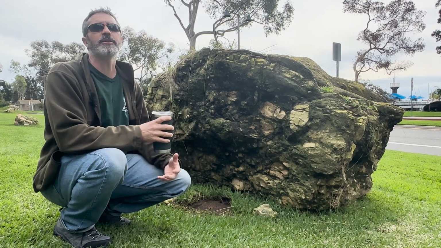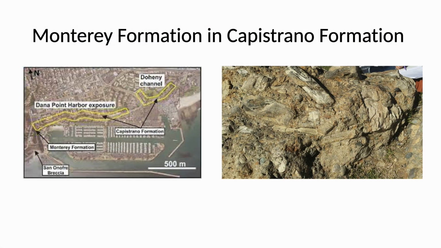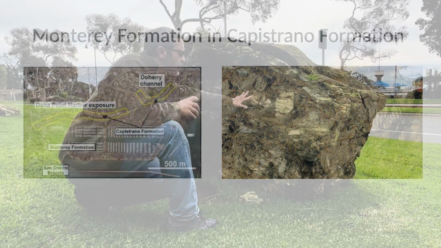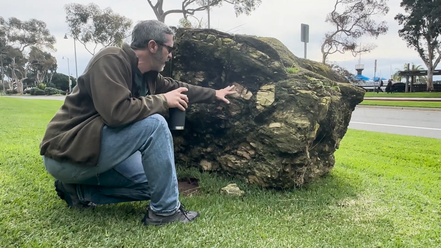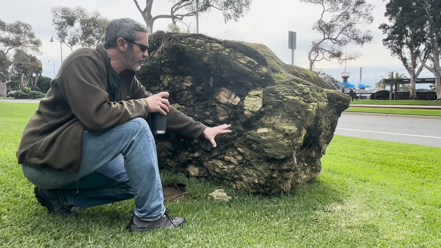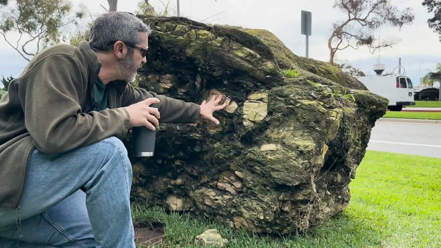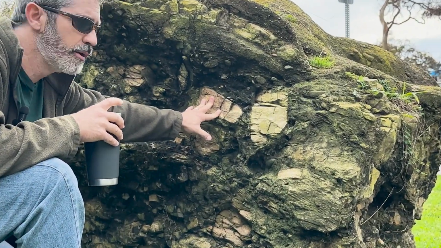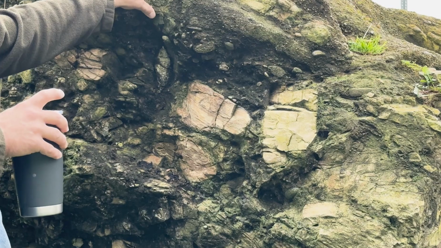Now, how do we put this in context with the rest of our story? Well, we know that the Monterey Formation is an inclusion within the larger Capistrano Formation, this boulder, which is part of the cliffs behind us. So which one of them is going to be older? If it's an inclusion that was formed previously and then filled in with the matrix of the larger surrounding rock, this has to be older than the rock in general.